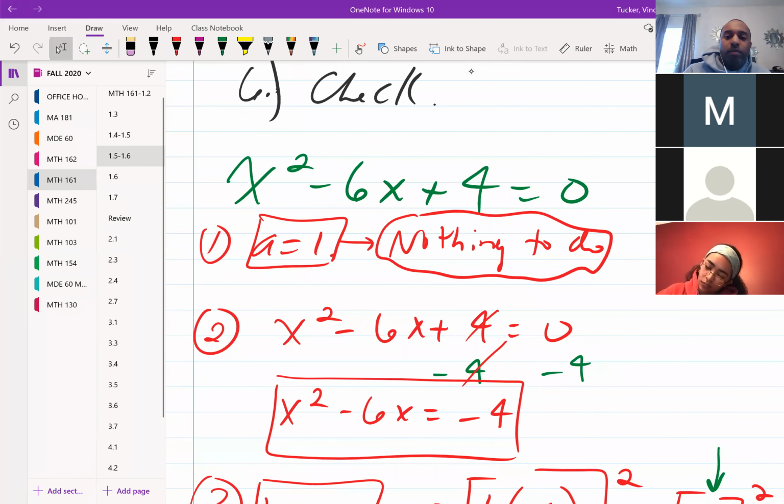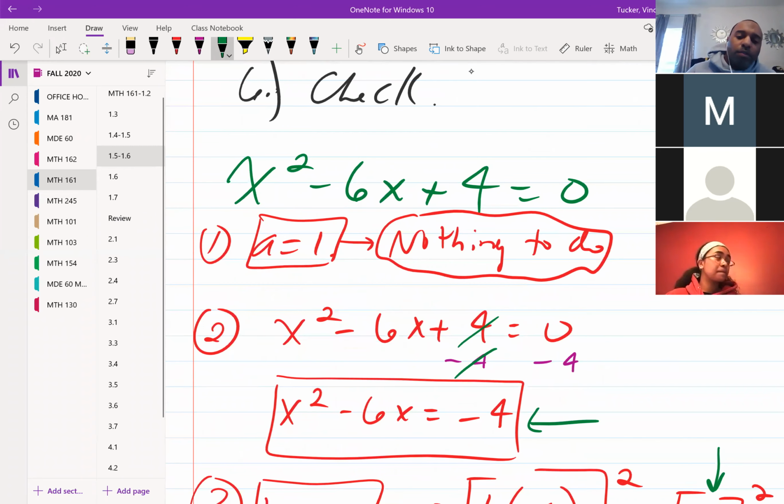Step 2 is to isolate the constant to one side of the equation. So we have x squared minus 6x plus 4 equal to 0. So we're going to subtract 4 from both sides. 4 is canceled on the left. And then what we have here as a result is x squared minus 6x equal to negative 4. All right, any problems with that?